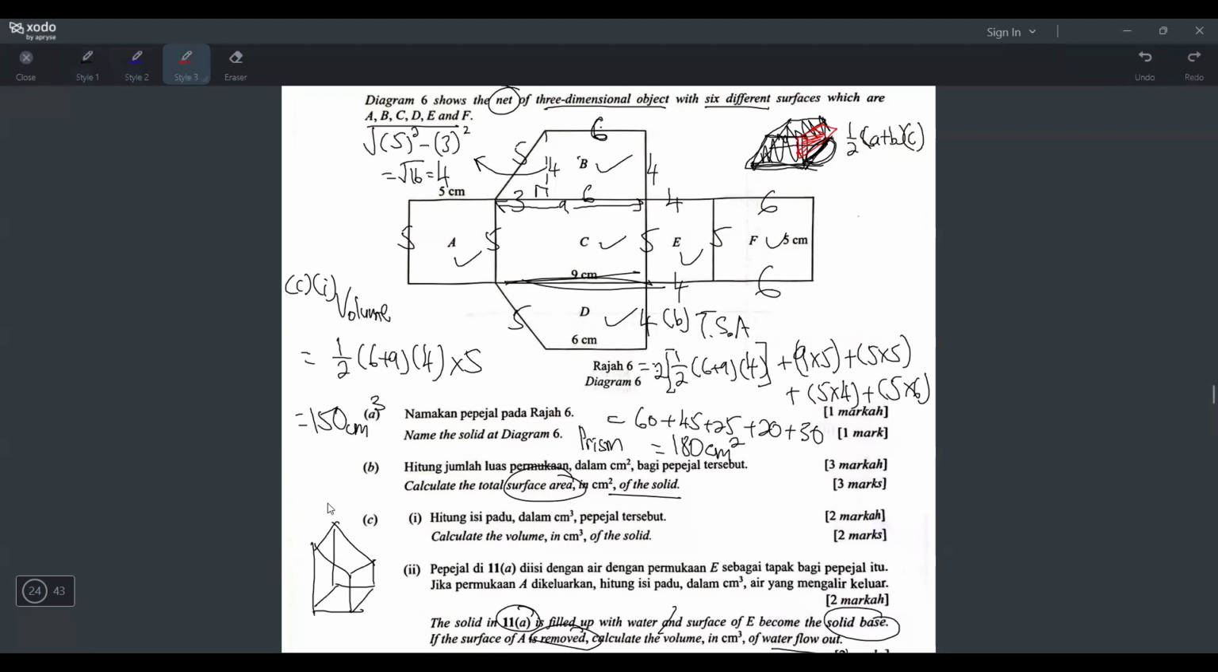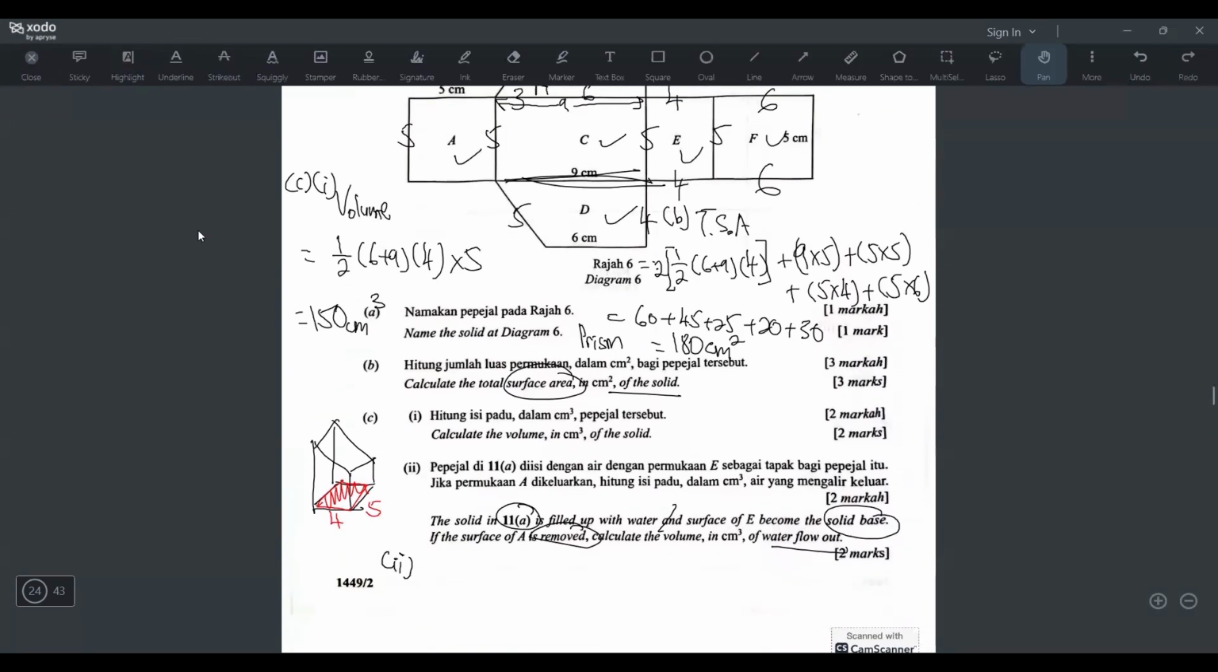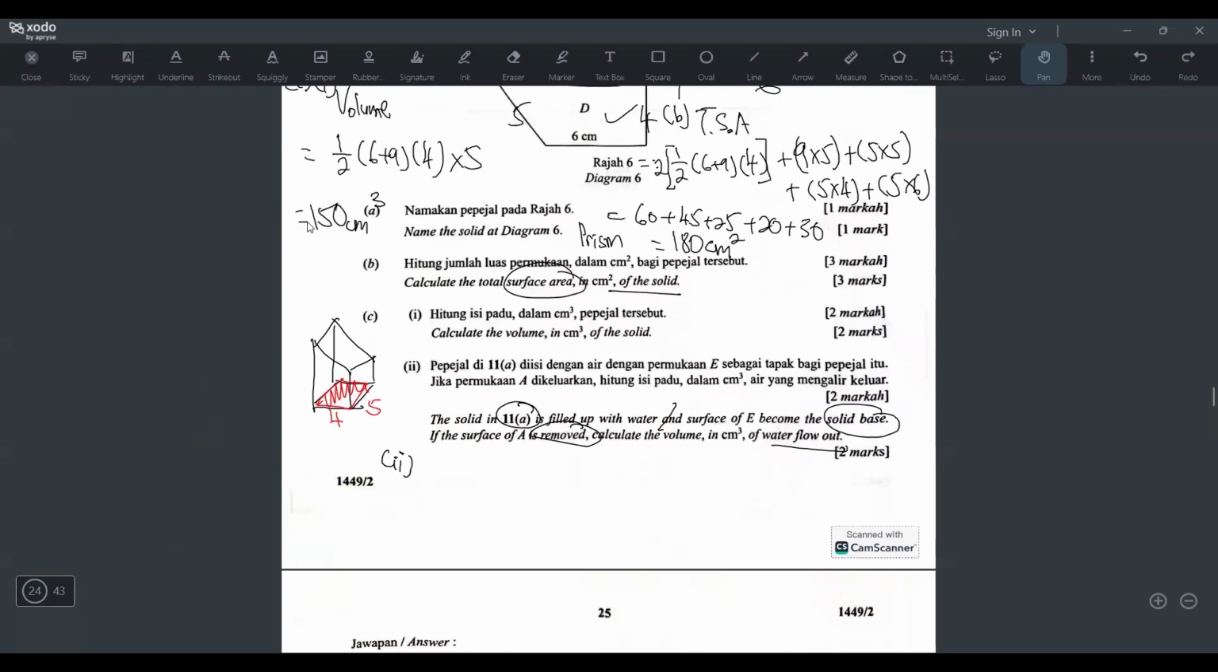Do you understand? So it means that this is your E surface, which is the 4, 5. But make sure I write correctly. 4 is the trapezium punya. Like this. Yeah, like this, right? So what happens is the E becomes the solid base, right? So I position it differently.